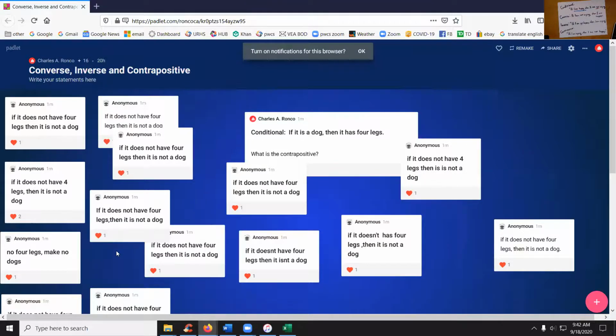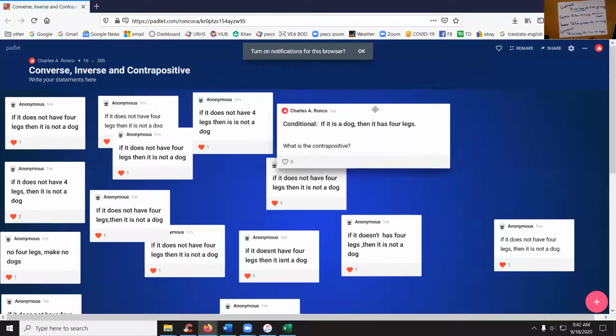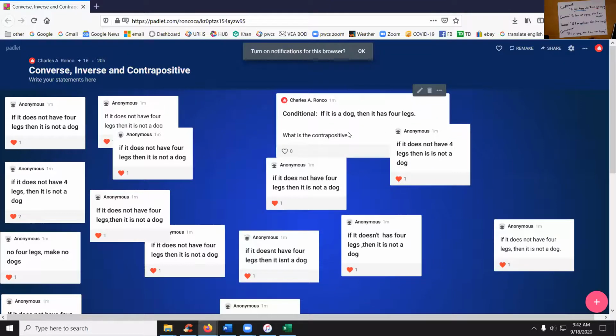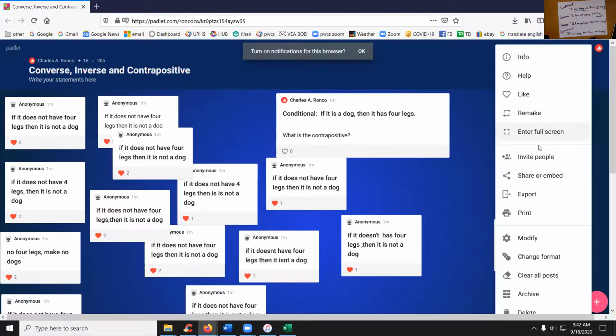Okay. All right. So in the contrapositive, we did both. We turned them around and we made them negative. So it doesn't have four legs, and then if it does not have four legs, then it is not a dog. Good. I'm glad we all came to the same pieces here. This is great. All right.